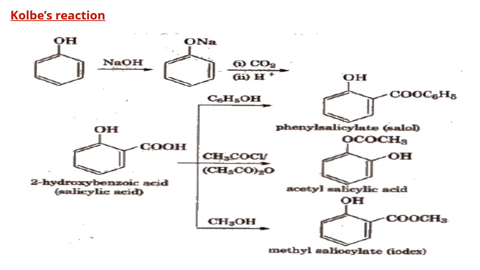Now, Kolbe's reaction. Phenol with sodium hydroxide becomes sodium phenoxide. So with carbon dioxide, it converts into what? COO C6H5. This is called phenyl salicylate. CO is called as what? Ester group. Which ester? Phenyl. This is called what? Salicylic acid ring structure.